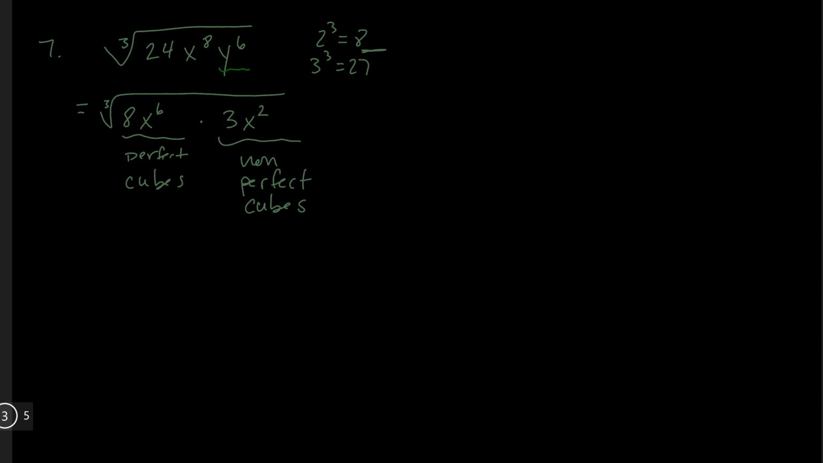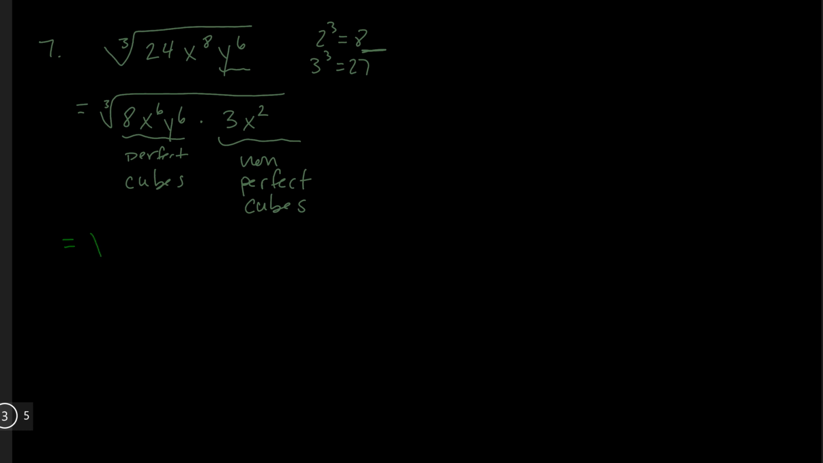Now, y to the 6th is a perfect cube. 6 divided by 3 is 2, so we can see that y to the 6th is a perfect cube, so we don't want to break that down. If we break it down, this will actually make this more complicated. Since this is already a perfect cube, we're just going to put this with the perfect cubes, and we're not going to have a factor of y in with the non-perfect cubes.